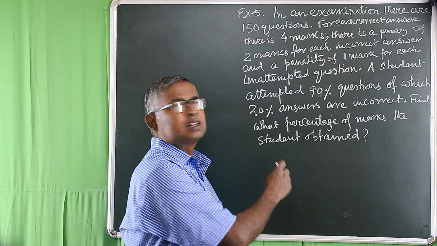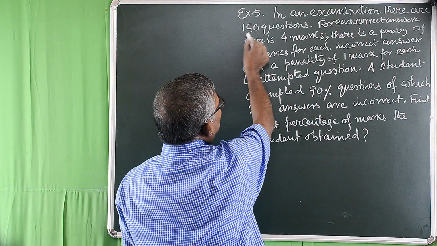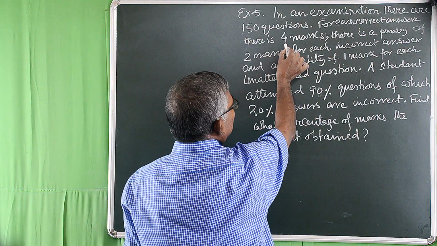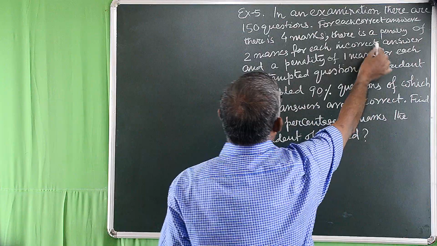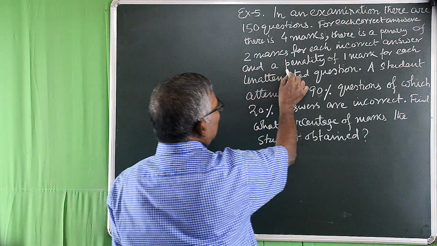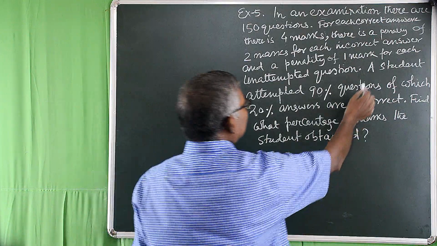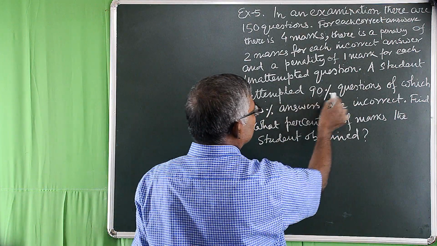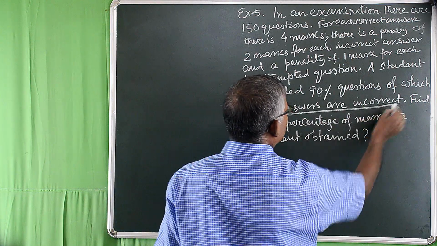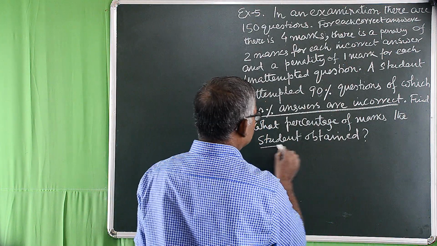Students, let us consider the fifth problem. In an examination, there are 150 questions. For each correct answer, there are 4 marks. There is a penalty of 2 marks for each incorrect answer and a penalty of 1 mark for each unattempted question. A student attempted 90% questions, of which 20% answers are incorrect. Find what percentage of marks the student obtained.